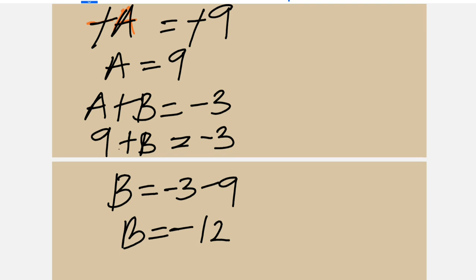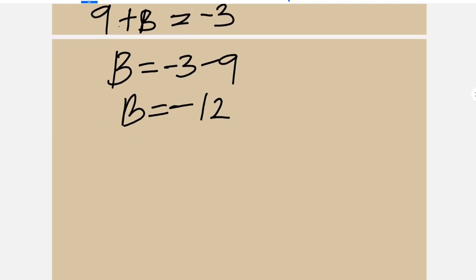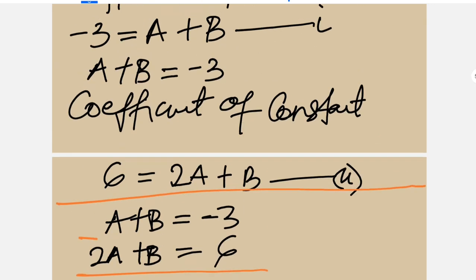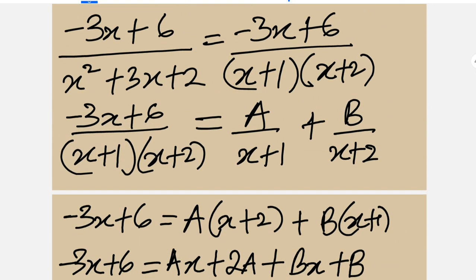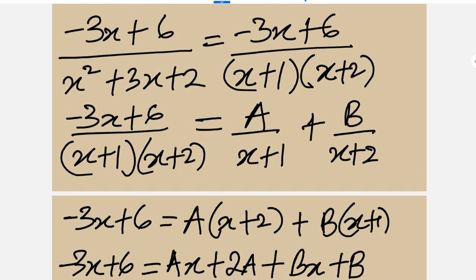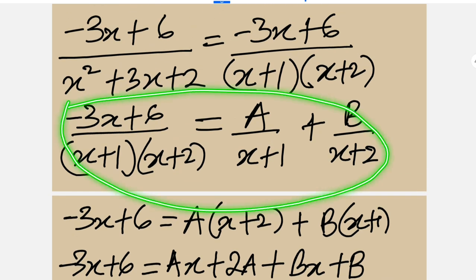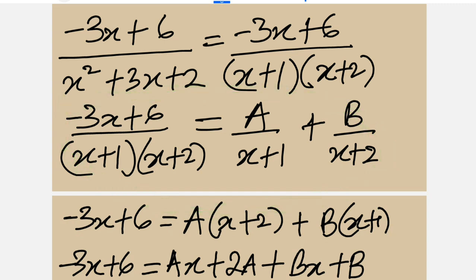So if b is equal to minus 12, and we recall from our equation that the value of a over b will be the expansion of minus 3x plus 6 divided by x plus 1 onto x plus 2. So we have gotten the value of a and b. So that is exactly where we were going to. So we continue from that place.